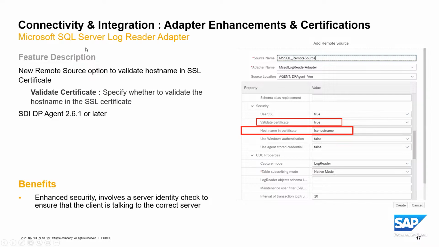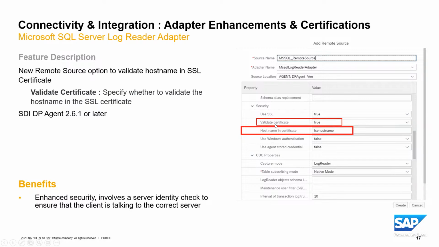The next is about enhancements we did for the Microsoft SQL Server Log Reader Adapter. We added a new remote source parameter called validate certificate to ensure the SDI is communicating with the correct SQL server. This parameter controls the MS SQL JDBC connection property trust server certificate. By setting this to true, it validates the host name in the SSL certificate. By default, it is false.